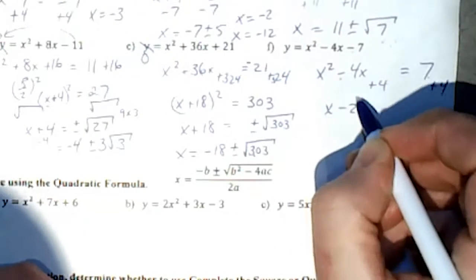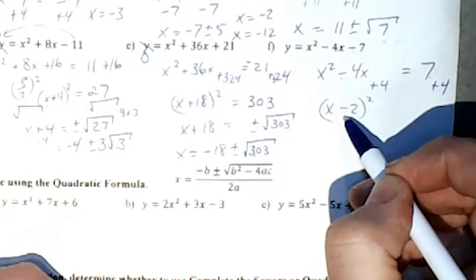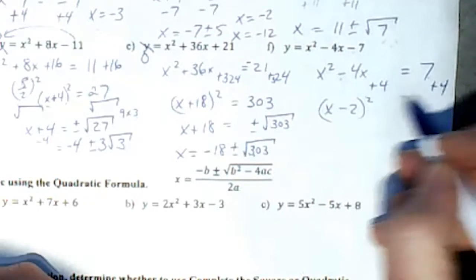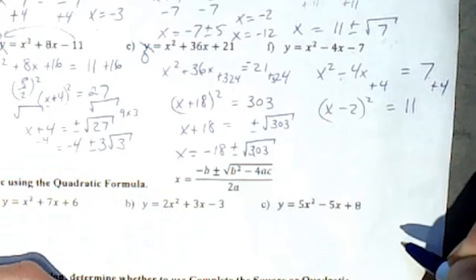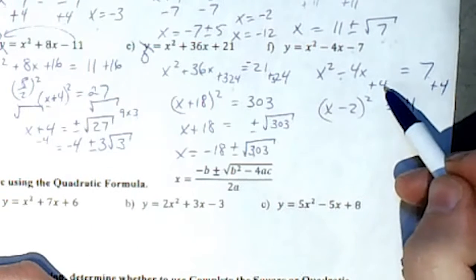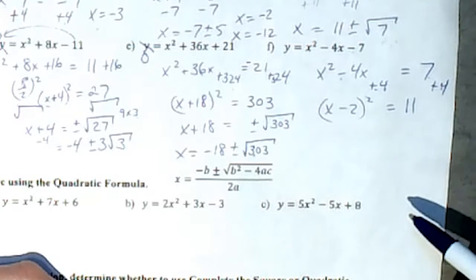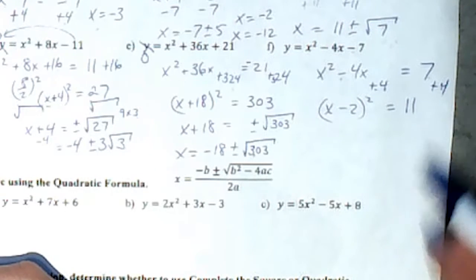Now this one's negative, so be careful. It's going to be x minus 2 squared, but we always add a positive number. Negative 2 squared is positive 4. We add 4, positive 4 to both sides. Square root.